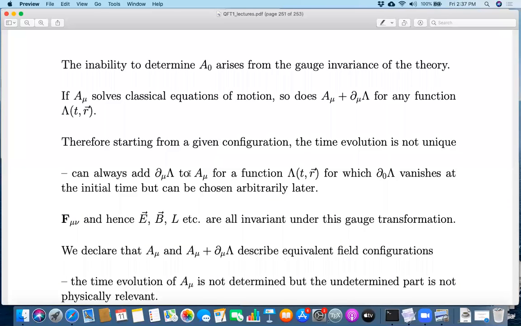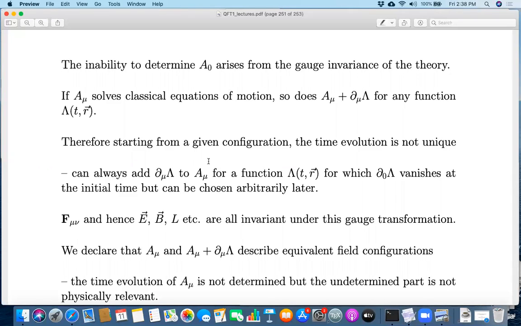So suppose you are given some solution A_mu, we add a del_mu lambda for arbitrary function lambda. And if you have fixed your initial condition on A_0, for example, then let's choose lambda such that the time derivative of lambda is 0 initially. So the A_0 doesn't change. You are not changing the initial condition. But we can choose it to be arbitrary later. At a later time, lambda can be anything. So even if the initial condition remains fixed, we can change A_mu at a later time simply by choosing lambda appropriately.